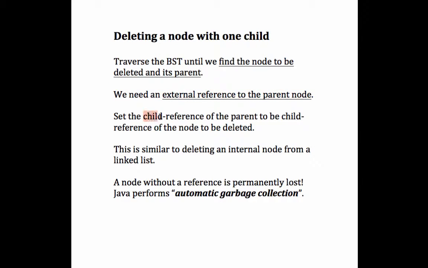And then the next step is to bypass the node to be deleted. In other words, we're going to take the child reference, and that could be right child or left child, of the parent, and we're going to set it up to be the child reference, and it doesn't matter which one it is, right or left, of the node to be deleted. Okay, and as I said, this is very similar to deleting an internal node from an existing linked list. And one more time, remember that once we lose the reference to a node, Java performs an automatic garbage collection.